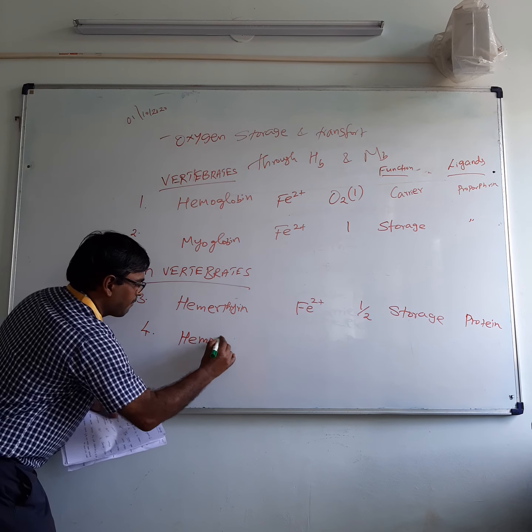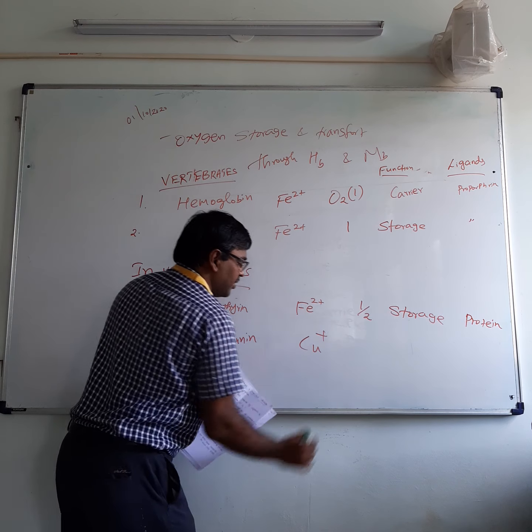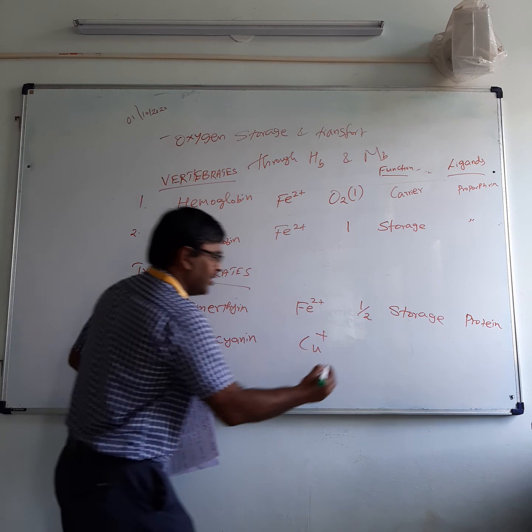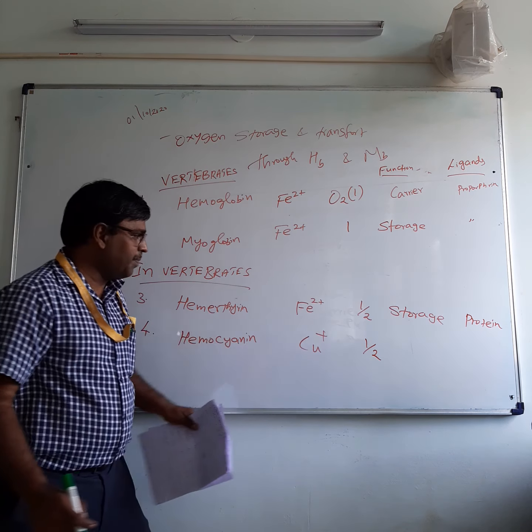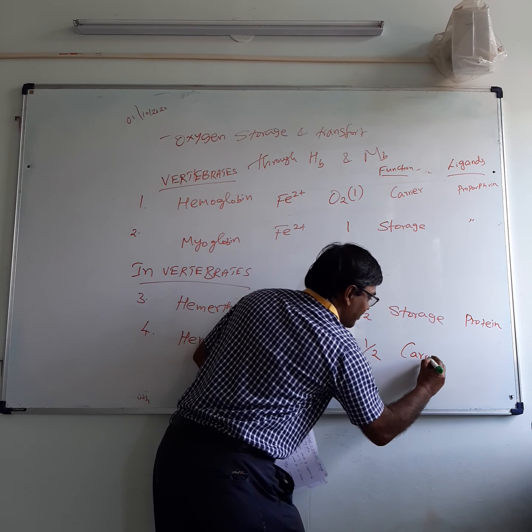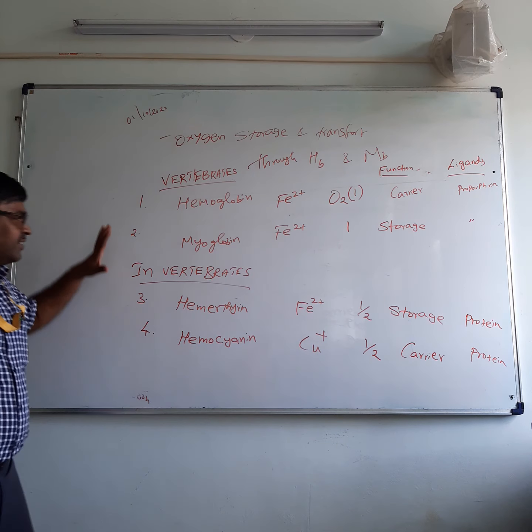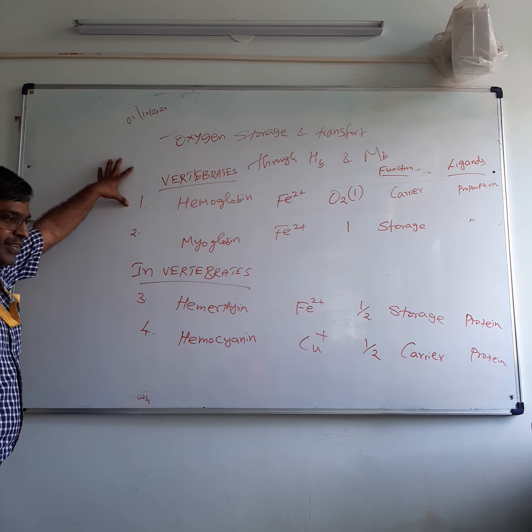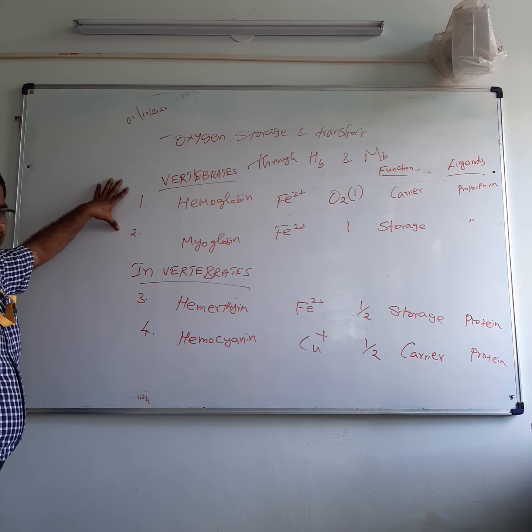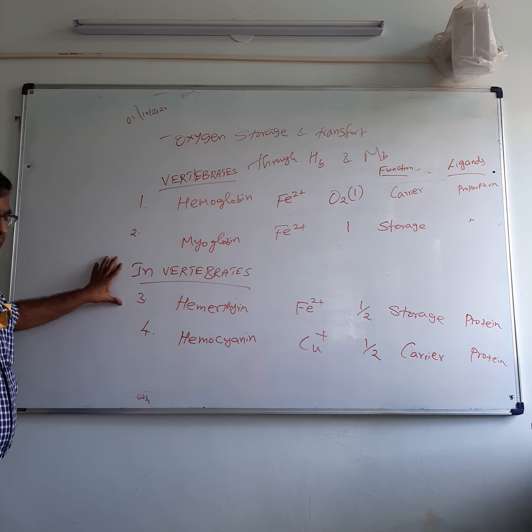The fourth one is hemocyanin, in which the copper is in the plus 1 oxidation state, and again the number of oxygen per metal will be half. This protein is used as an oxygen carrier. So generally in biological systems there are two types of oxygen carrier and two types of oxygen storage. One is protoporphyrin based, present in the vertebrates, whereas non-heme proteins, hemerythrin and hemocyanins, are present in the invertebrates.